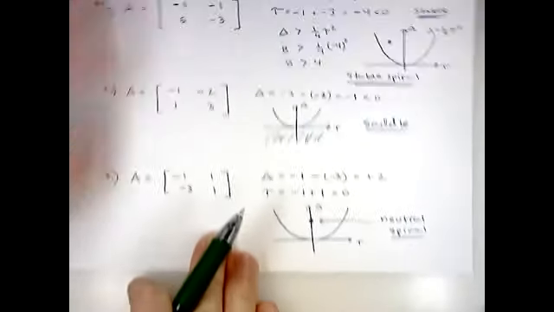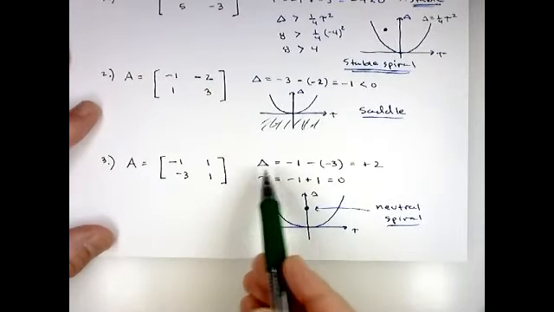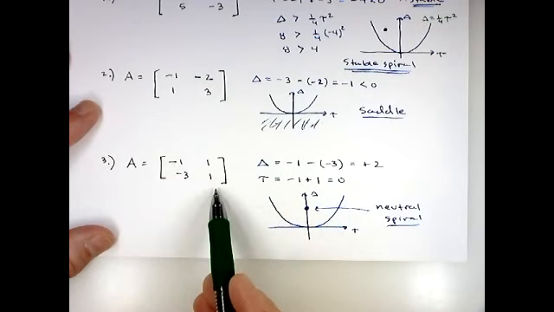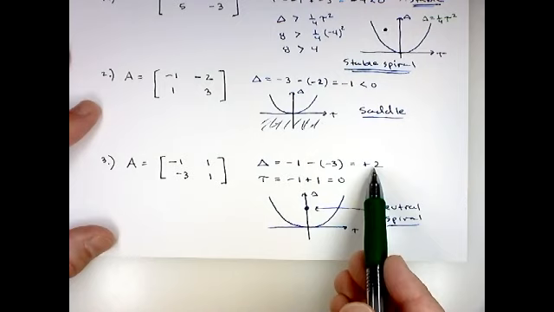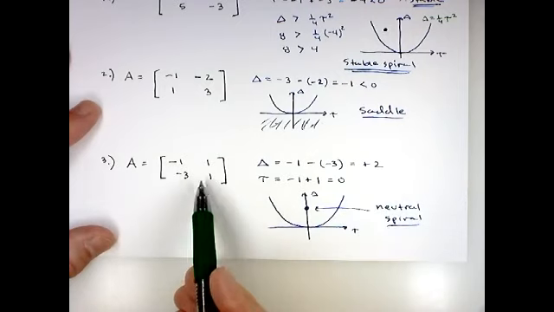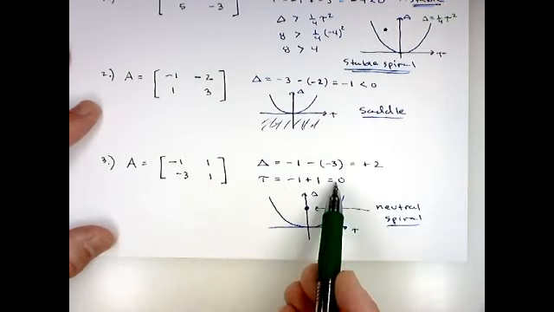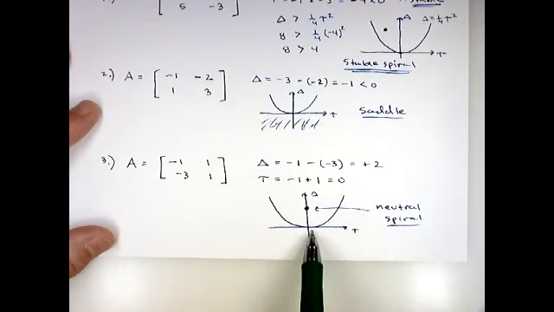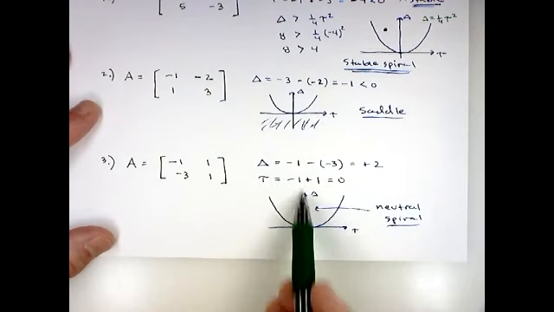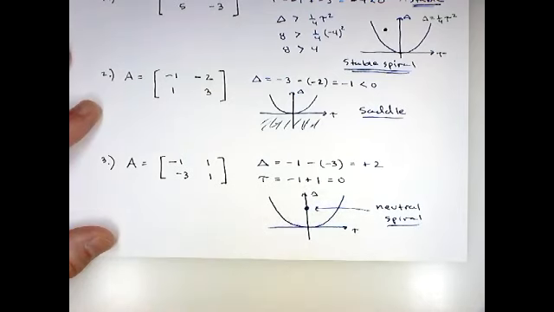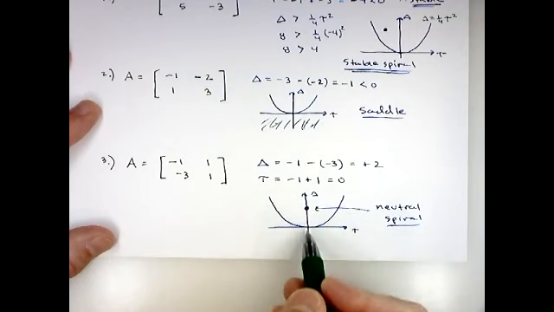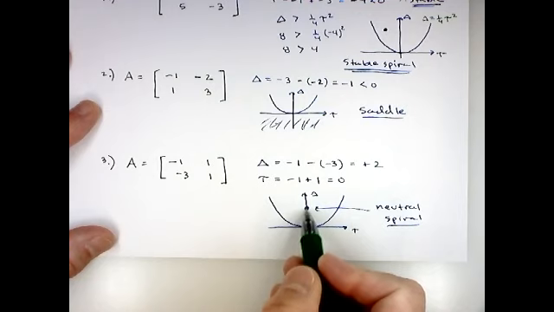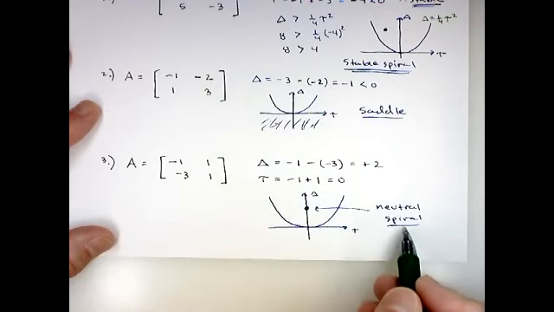And then finally, here's my last one. My determinant is -1 minus -3, so that's really +2. But my trace is -1 plus 1, which is 0, which puts me right on the y-axis, the delta axis, above here. And if you go back to my diagram, that's the only situation where you get a neutral spiral, if your trace is 0 and you end up on the delta axis. So this is a neutral spiral.